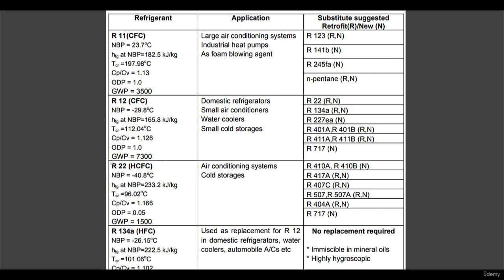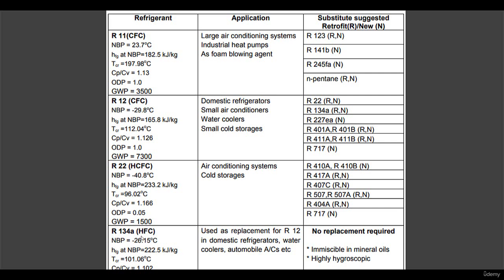Similarly, we have the R22 refrigerant. This is an HCFC, which is also not good for the environment. It is used in air conditioning systems and cold storages. Its substitutes are R407C, R507, R404, and R717.